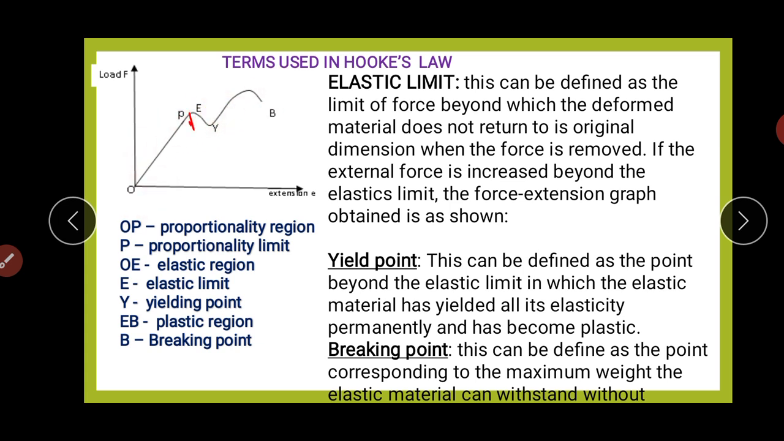But beyond the elastic limit, the force will no longer be proportional to the extension. It gets to E. Look at it at E. It is at E that it starts misbehaving. So the proportionality limit is P, and the elastic region is OE. The elastic limit is E. The yield point is Y. The plastic region is EB. B is the breaking point. Now we are going to explain these one after the other.